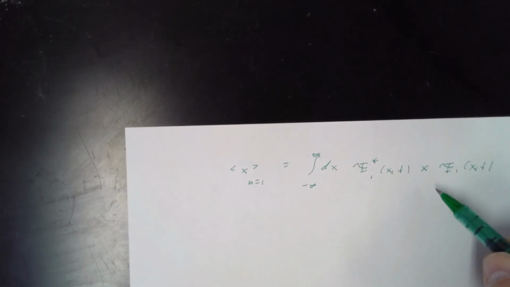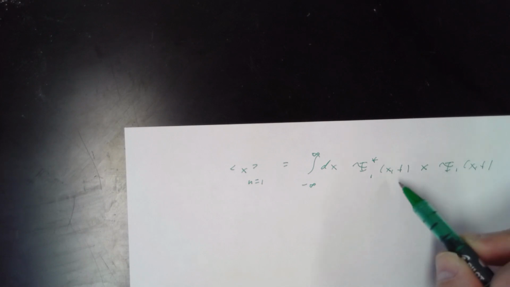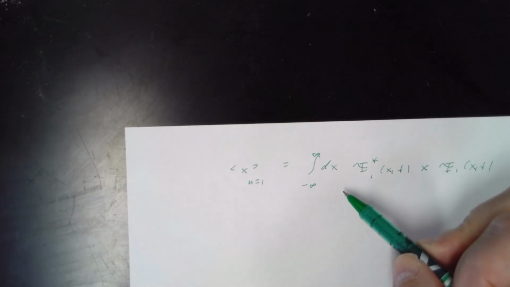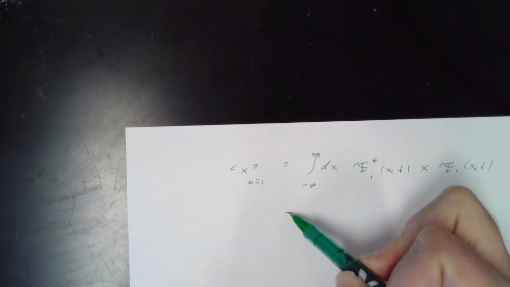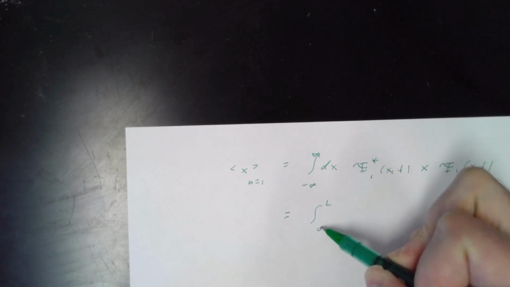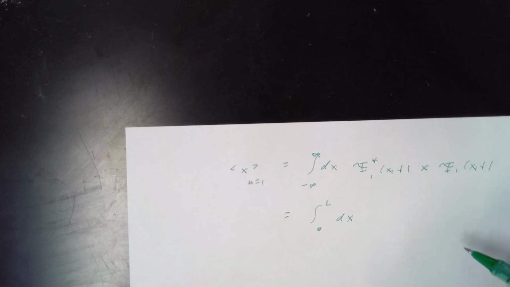Now, we already know that the wave function is 0 for all positions outside the box. So the integrand is 0 for those ranges of x. So that means our contribution to the integral will only happen between the left and right ends of the box, which goes from 0 to L.